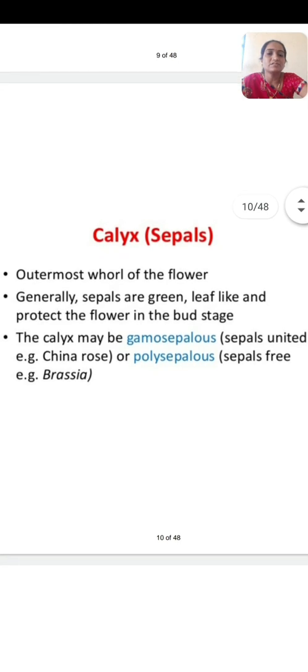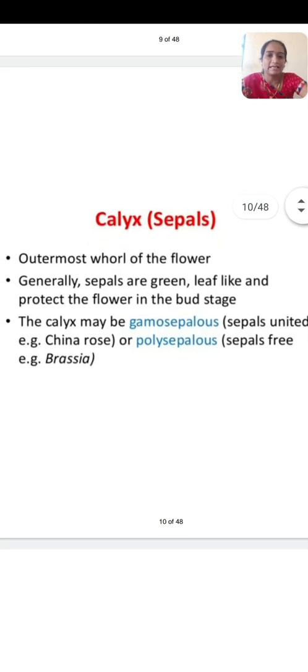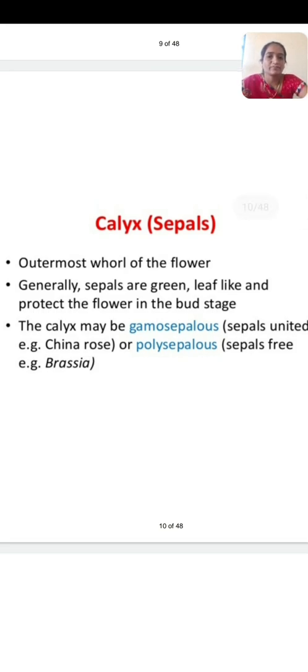We start with our first floral whorl, calyx. A unit of calyx is known as a sepal. These are the outermost whorl of a flower. These are generally green in color, leaf-like organs, and they protect the flower when it is in bud condition. They enclose the entire floral whorls.